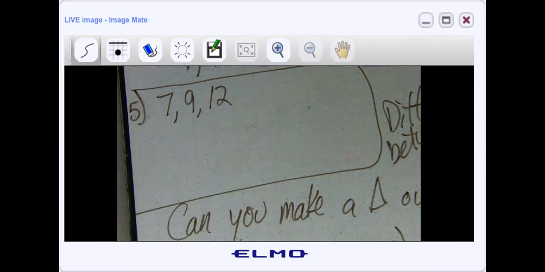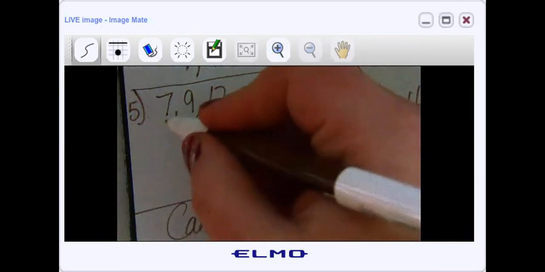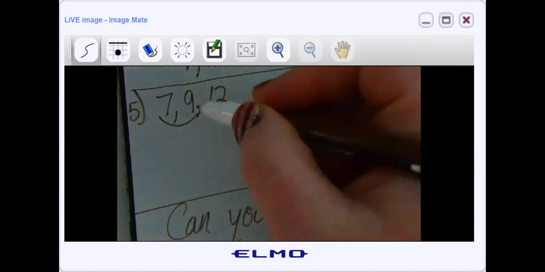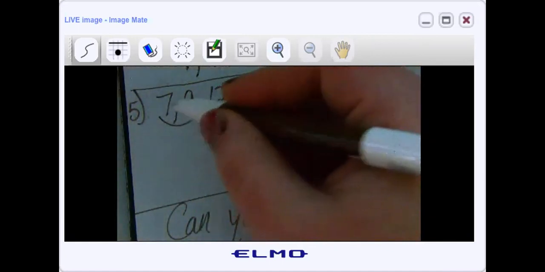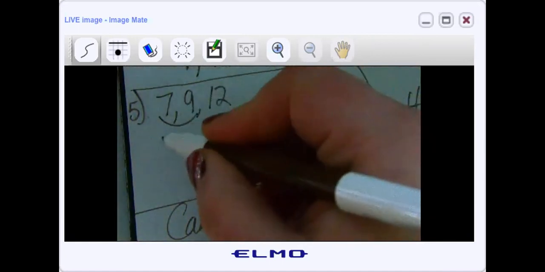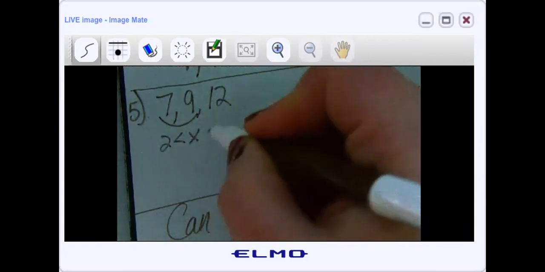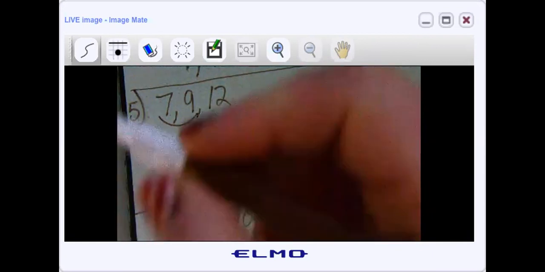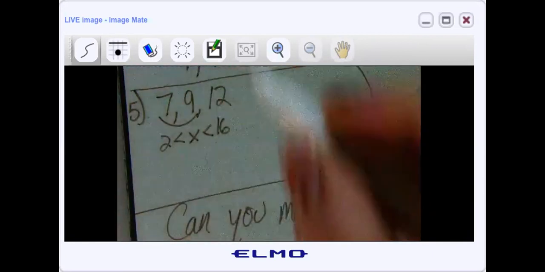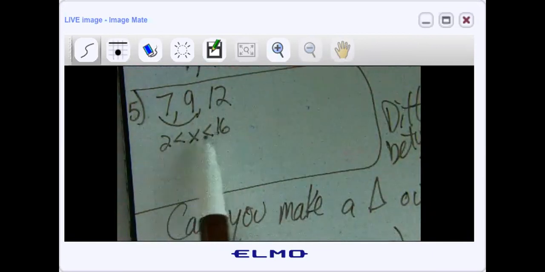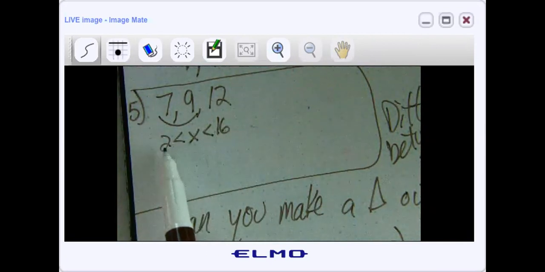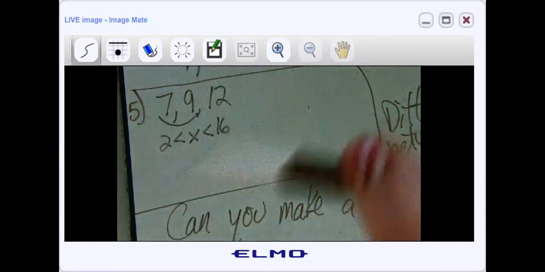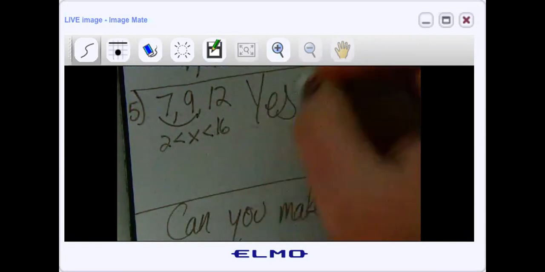Yes, I agree. So I'm going to take the first two, 7 and 9. The third side would have to be, their difference is 2. So it's got to be something bigger than 2 and less than, if I add 7 and 9 together, I get 16. So then I just ask myself if 12 fits into this range. Yeah, it does. 12 is in between 2 and 16. So yes, this works just fine.